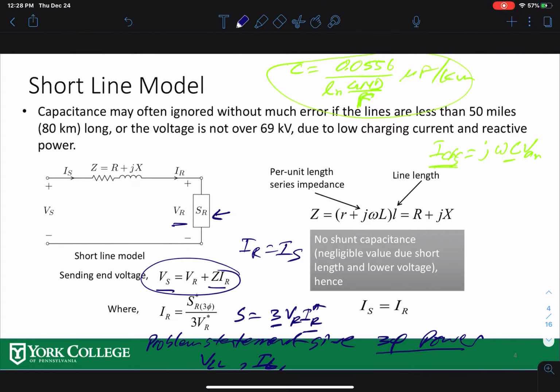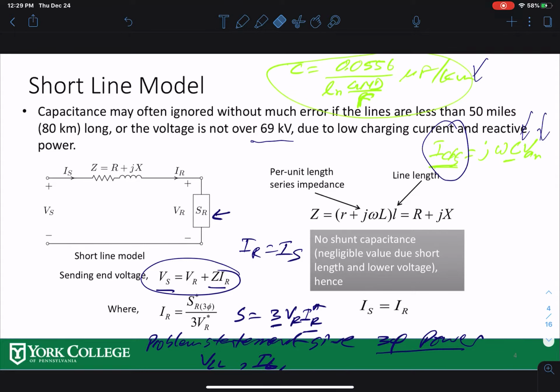Now, for the short line model, this is the equation for capacitance in a transmission line, line to neutral. For small distance, this capacitance will be very small. A short line is less than 50 miles or 80 kilometers, so this capacitance value will be lower. Also, a short line has lower voltage. With C smaller and line to neutral voltage smaller, your charging current would be so small that we can ignore it. If you can ignore the charging current, you can also ignore the capacitance here. So this capacitance could be ignored. I'm going to erase them so that your model looks like this.